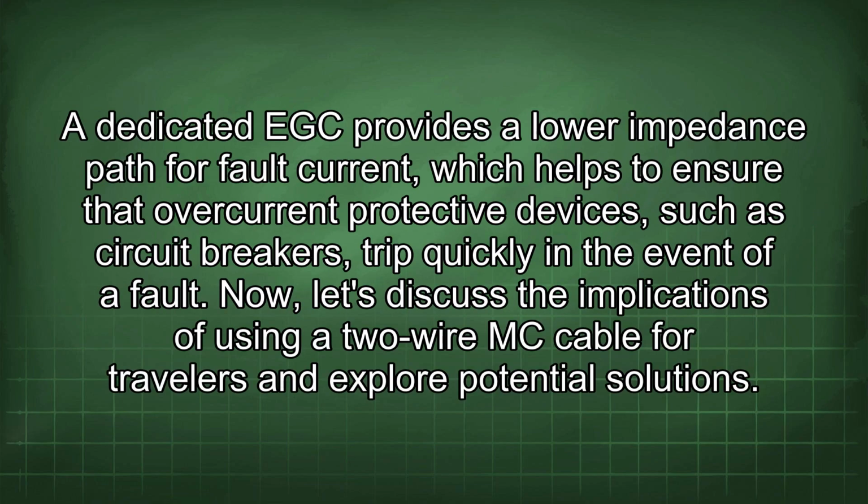A dedicated EGC provides a lower impedance path for fault current, which helps to ensure that overcurrent protective devices, such as circuit breakers, trip quickly in the event of a fault. Now let's discuss the implications of using a 2-wire MC cable for travelers and explore potential solutions.